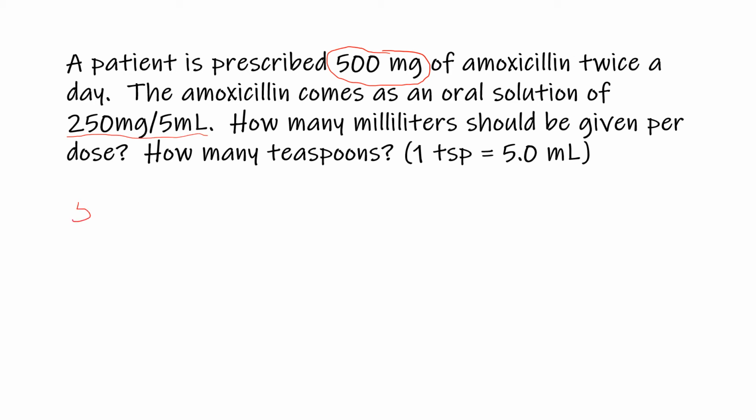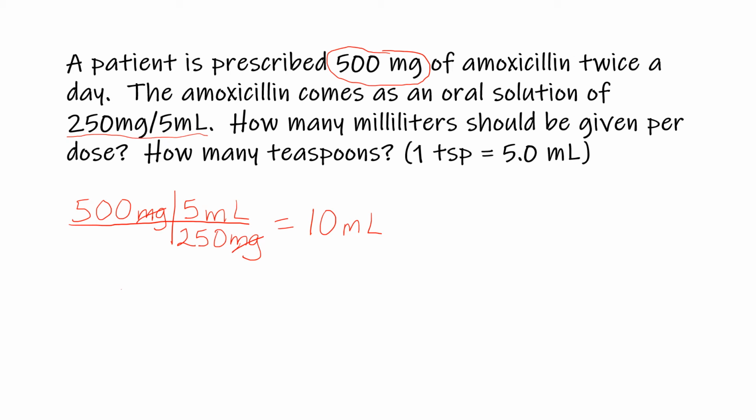So I'll start by writing out our amount given, 500 milligrams. Since our milligrams is on top, we're going to put milligrams on the bottom of our conversion factor to cancel. So we have 250 milligrams on the bottom and 5 milliliters on top. Our units cancel. And then we can do the math. 500 times 5 divided by 250 gives us 10 milliliters. So that is how many milliliters should be given per dose.